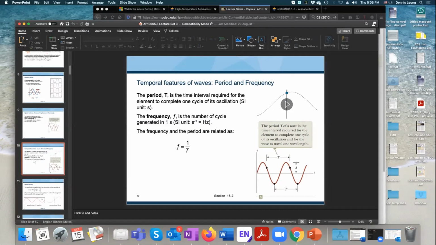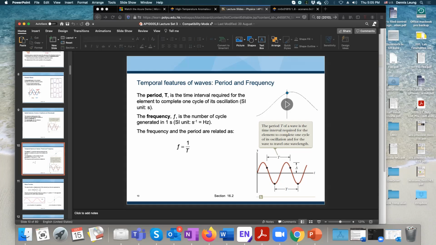And the frequency tells you how many repeats would occur in 1 second for the wave. So they are, of course, related to one another. f is equal to 1 over T. T is the period, f is the frequency. T has the SI unit of second, and frequency has the SI unit of hertz. So that is something you should know already in high school.